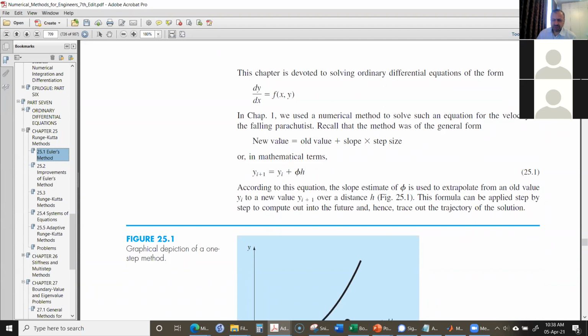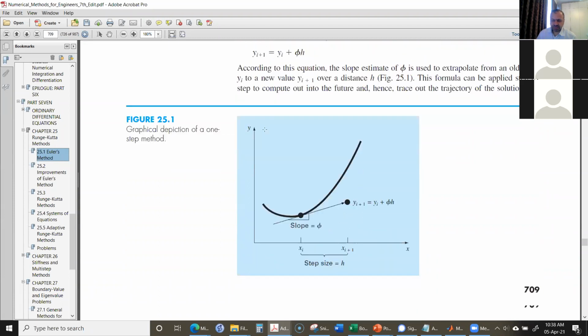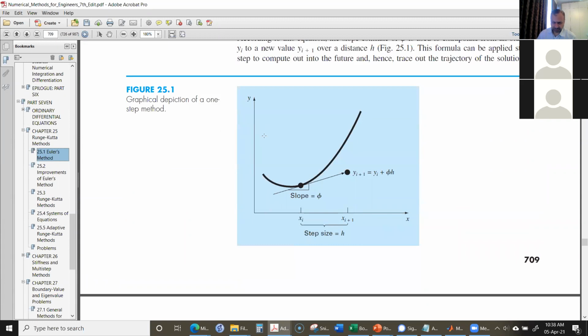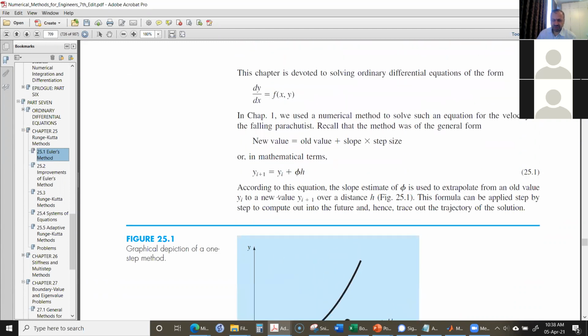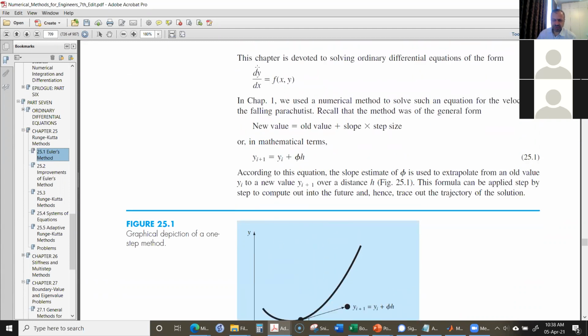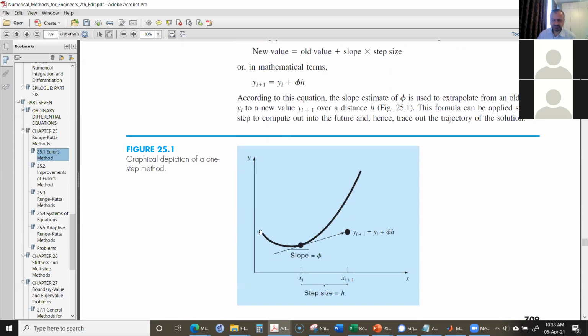So there is a numerical approach for solving these types of equations. Because from calculus we know that dy over dx actually represents the slope. So if, for example, we have this dy over dx and a function of x, y, that function of x, y will be a curve. So suppose it is this curve.